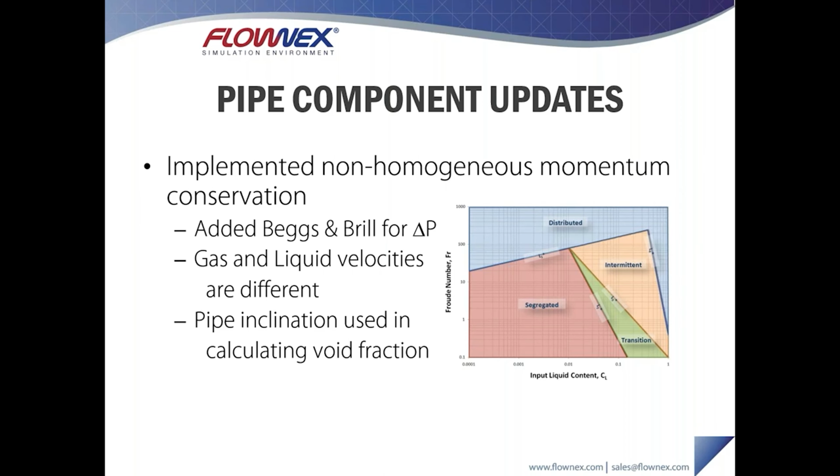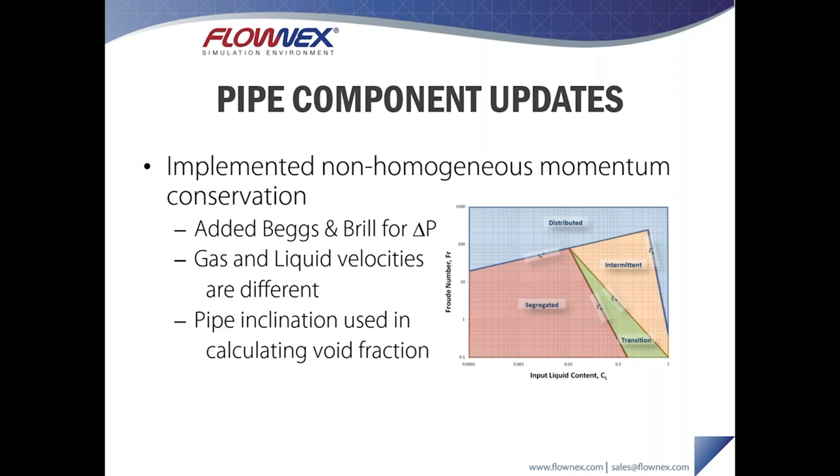In short, basically what this correlation does is it first classifies the fluid into a particular flow regime. The Beggs and Brill correlation has 4 different regimes, namely distributed, segregated, intermittent, and transition flow. The regime is determined by looking at the combination of the fluid number and the input liquid content or liquid holdup. This liquid holdup is basically the volume fraction of liquid.